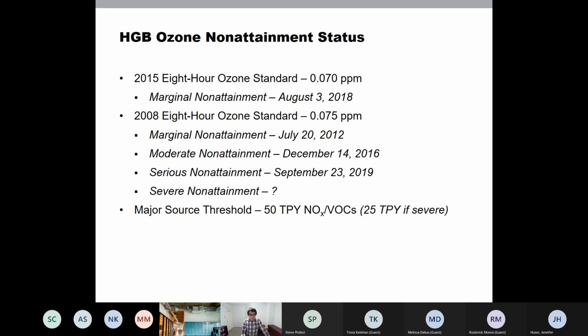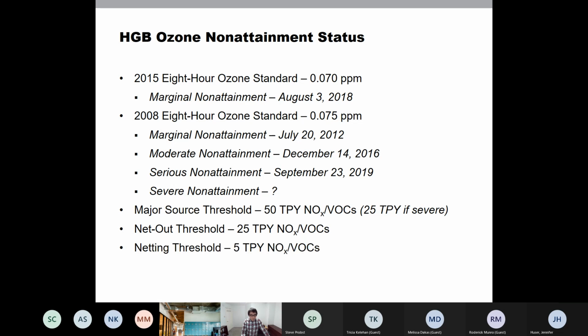Due to the serious non-attainment status, the major source threshold for any project for VOCs and NOx is 50 tons per year, and the netting threshold becomes 25 tons per year. If you have any project, you have to compare to the 5 tons per year threshold. And for the offset ratio, if you run into non-attainment major projects, you have to buy the offset at a ratio of 1.2 to 1.